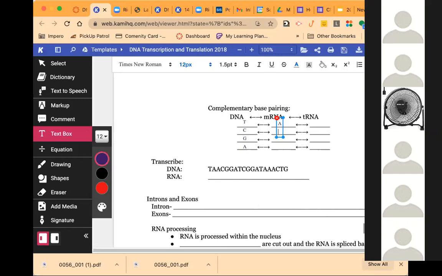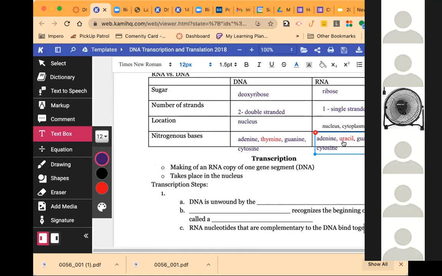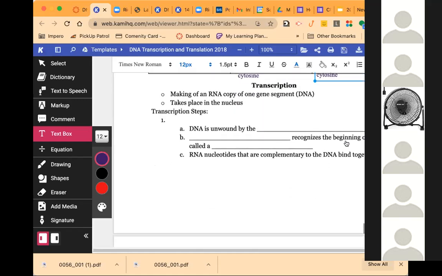G. Good. Caroline, what does G pair with? C. Excellent. Jackson, what does A pair with? T. T if it was DNA, but there's no T in mRNA or any kind of RNA. So what would it be? T is replaced with U.